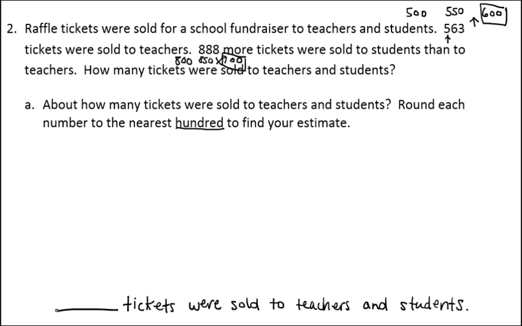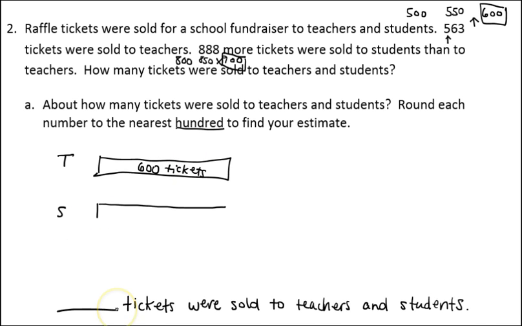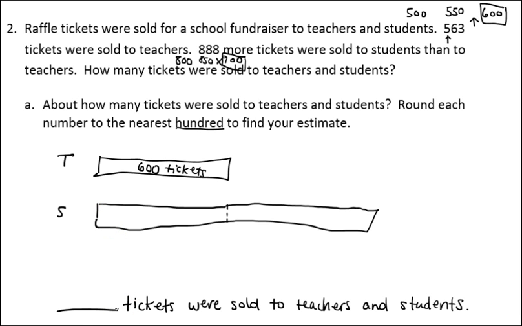Now let's work those numbers into our tape diagram. The teachers bought 600 tickets, so we'll mark that. The students bought the same amount as the teachers plus 900 more. So we'll mark that tape diagram, showing that the part that's more than the teachers is 900 tickets. And if they had bought the same amount of tickets as the teachers, that would have been 600 tickets.